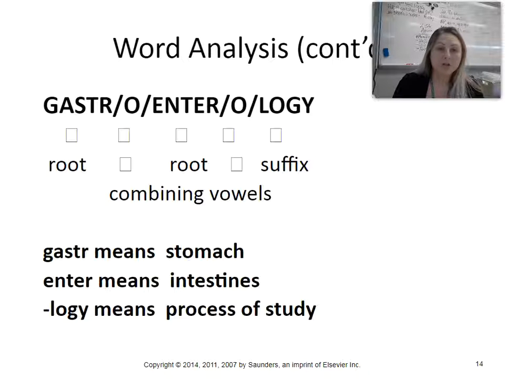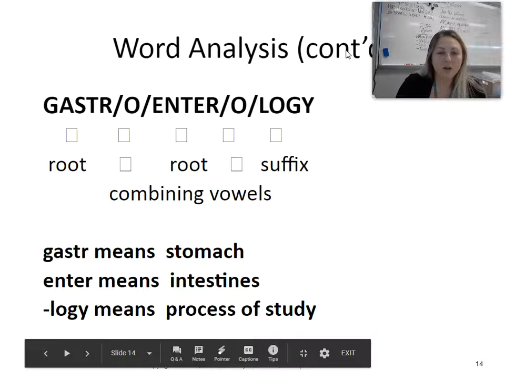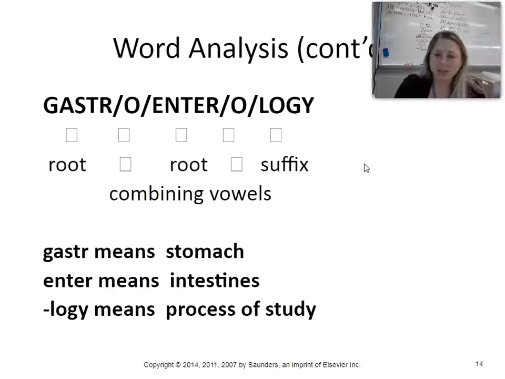Okay, so we have one suffix, two root words, and two combining vowels, which means we have a total of two combining forms. So I always start from the back, so let's start from the back. So logy means the process of study, okay? Entero, enter means intestines. And gastro, from gaster, means stomach. So this is the study of the stomach and intestines.